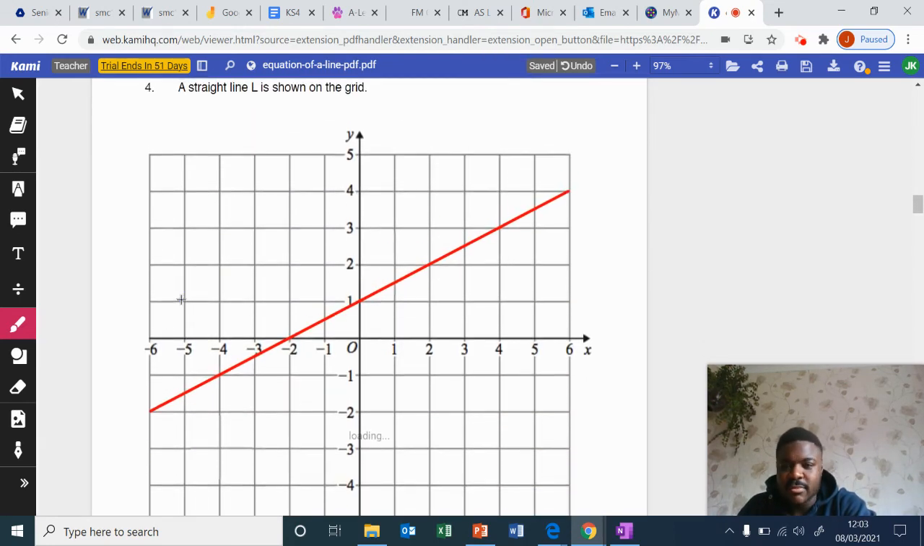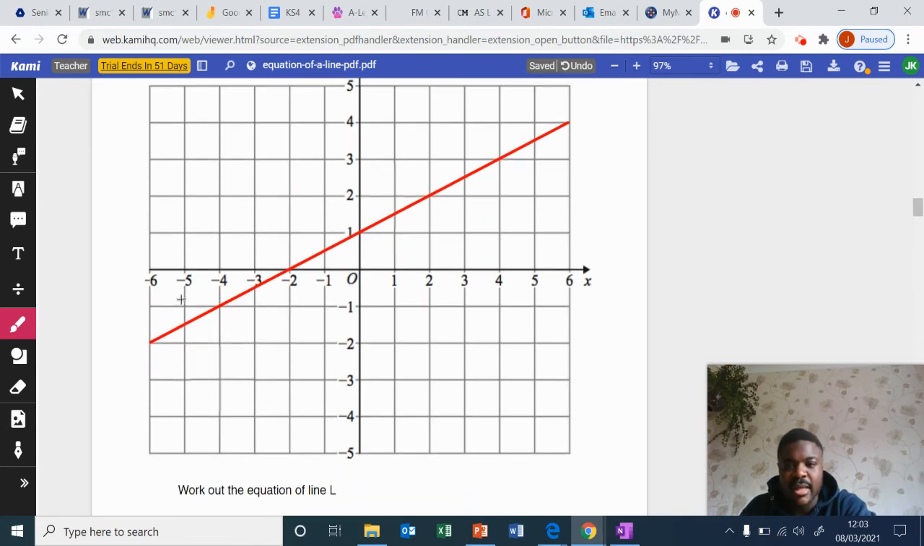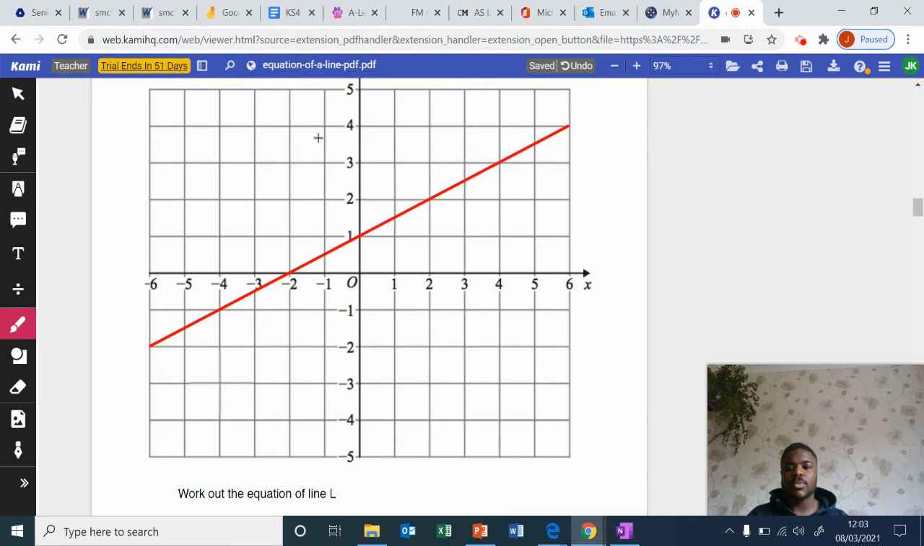Next one here, another example. Again, it's to work out the equation of the line. So we know that it has the form y equals mx plus c. Sorry to be writing on the grid, guys. Need that space, you know. We can see that the y-intercept is 1. So y equals mx plus 1.